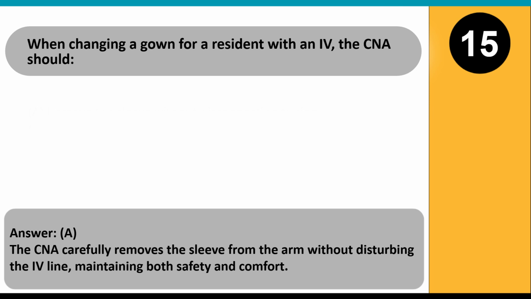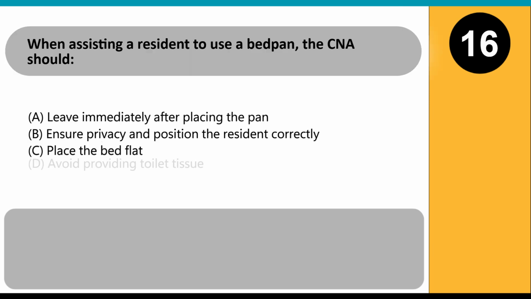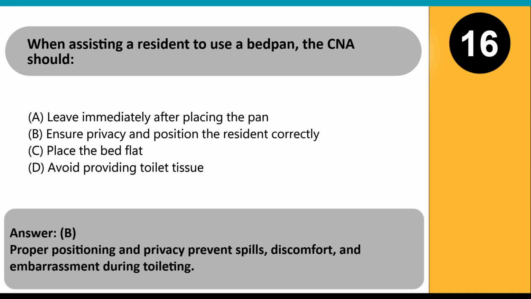When assisting a resident to use a bedpan, the CNA should: A. Leave immediately after placing the pan. B. Ensure privacy and position the resident correctly. C. Place the bed flat. D. Avoid providing toilet tissue. Answer, B. Proper positioning and privacy prevent spills, discomfort, and embarrassment during toileting.